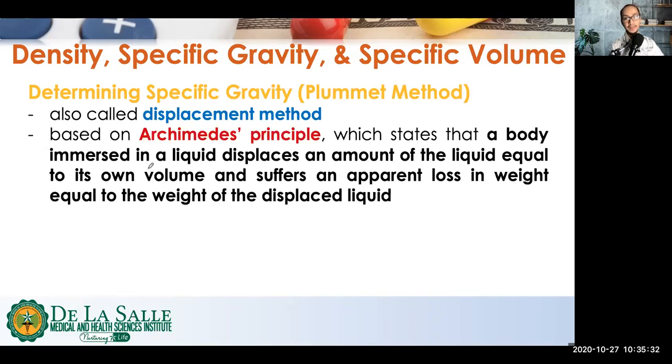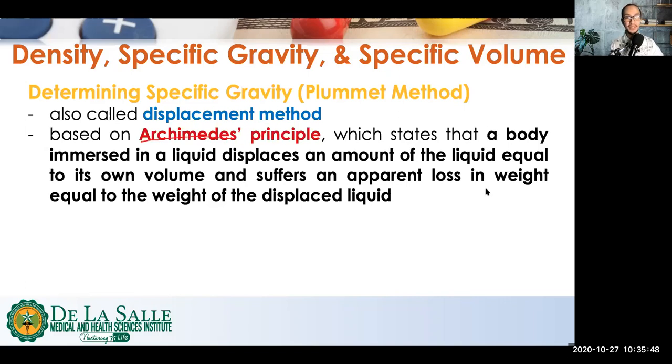This Archimedes is a Greek mathematician, which is very close to my heart because my section in high school during my first year was Archimedes. And so I will always remember Archimedes.